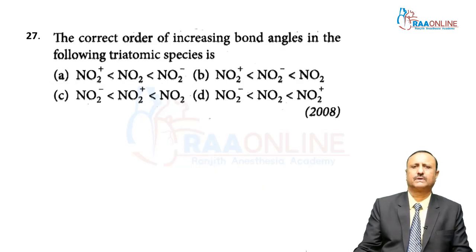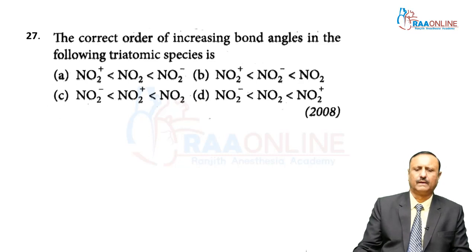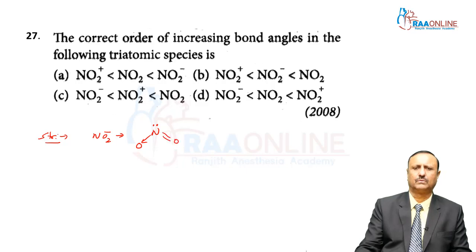Now, we can go to question number 27. Here, my dear friends, you can see the correct order of increasing bond angle in the following triatomic species. Here, you can draw the structure of the molecules. Now, we can see NO2 minus, which has a lone pair of electrons, a coordinate bond to O and a double bond to O. You can see here the angle is 115 degrees. Now, we can go to the NO2 molecule.